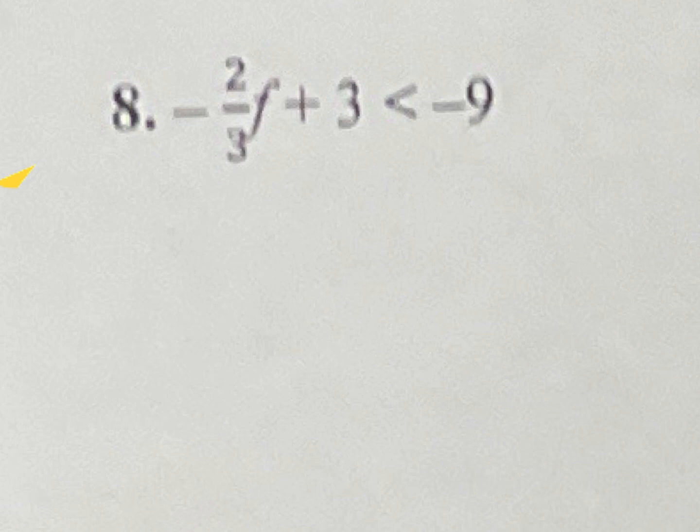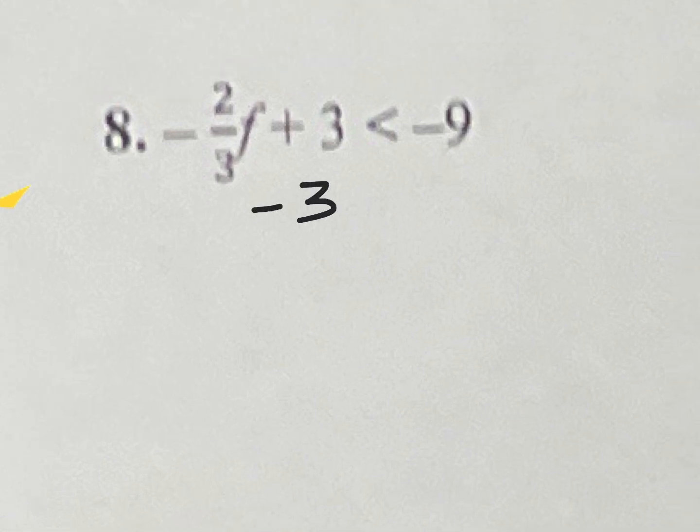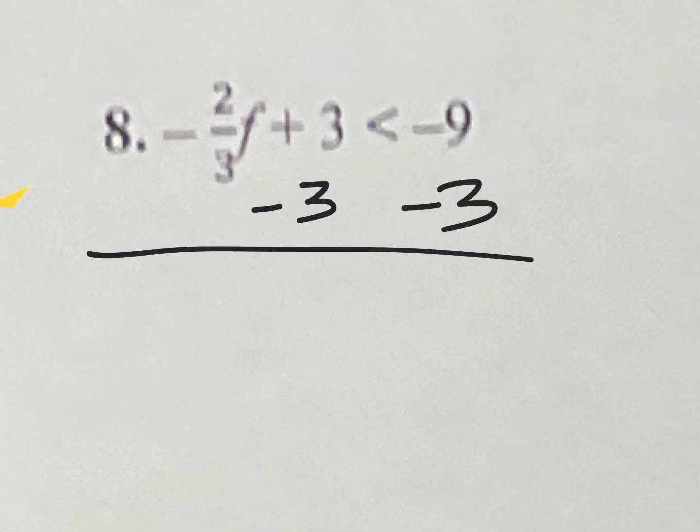How do you get rid of a +3? We do it with a -3. And you need to do it on the right-hand side of the equality sign as well.